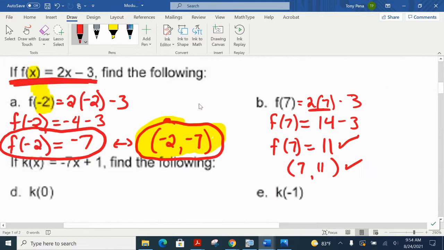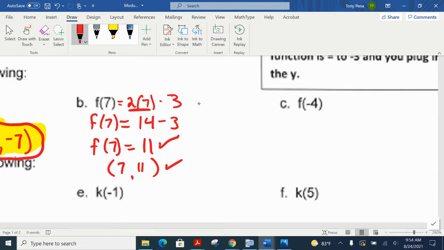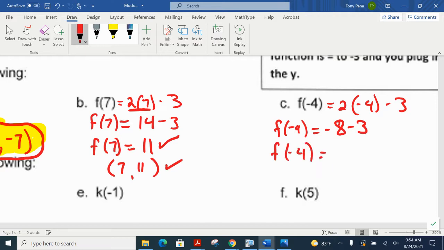All right, and last one. What do we got? 2x minus 3. So we're going to do 2 times x minus 3. So that f of negative 4 is equal to negative 8 minus 3. This is what we were doing yesterday a little bit, what you would have done for homework last night.